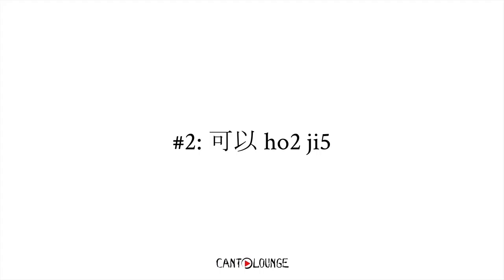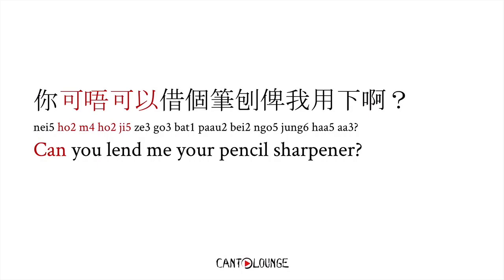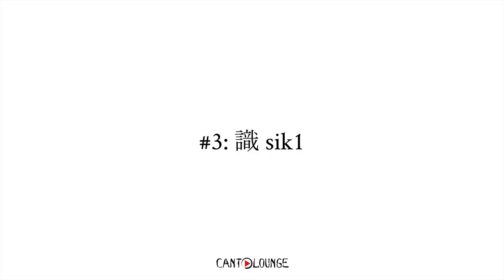The second one here would be 可以. So we're diving into cans. Yay. 可以 means to be able to, or can, very simply. So you can pretty much just use it the same way you would in English. So here we have 你可唔可以借個筆刨俾我用下? So can you lend me a pencil sharpener to use? Right? Fairly straightforward. So that was that.